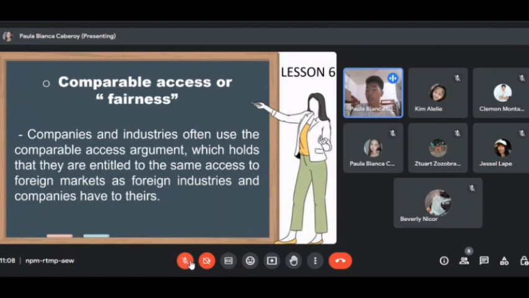However, this approach can pose challenges for governments. They would need to negotiate and monitor separate agreements for various products and services, which can be both restrictive and impractical. In summary, while comparable access promotes fairness and economic efficiency, it requires careful consideration of practical implications for governments and regulatory bodies.